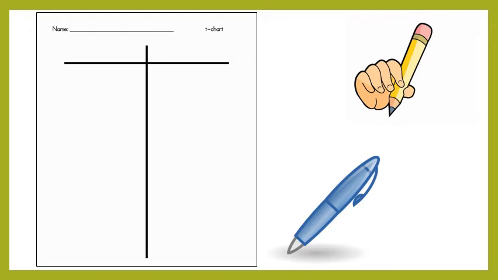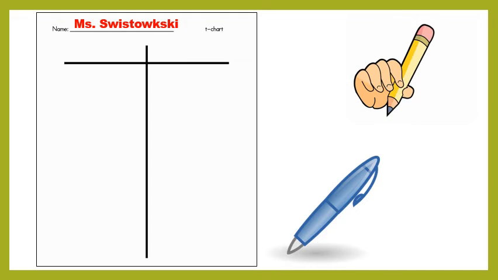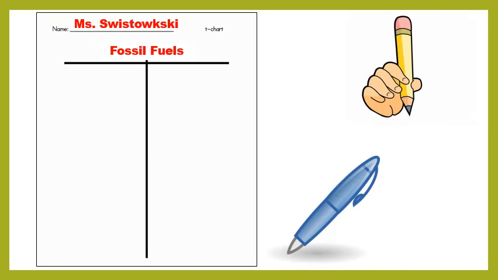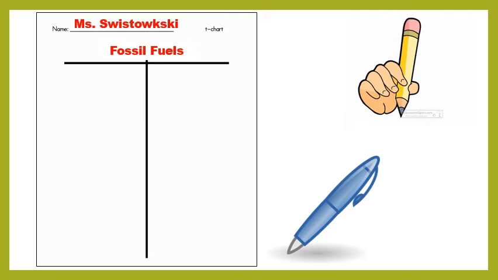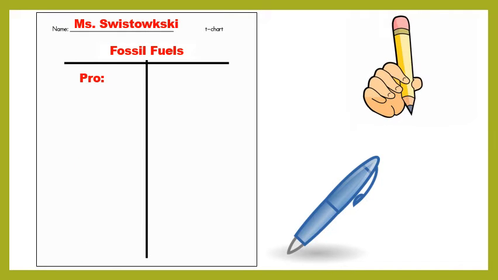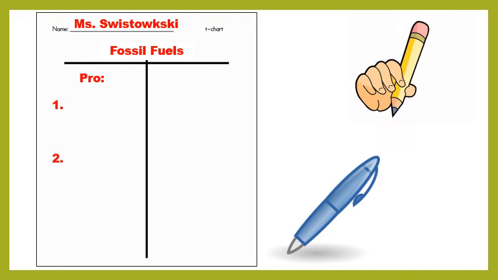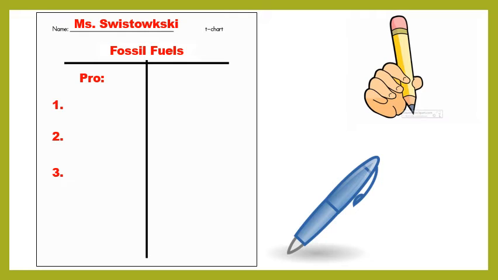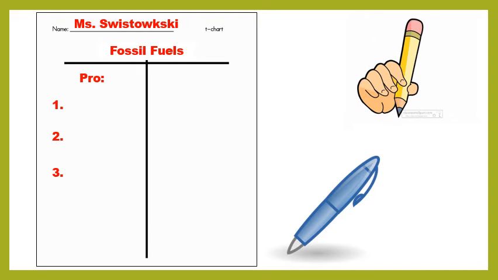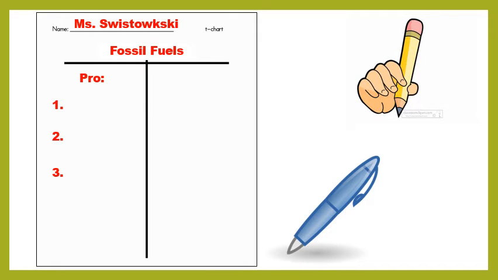So you're going to read the text, and then the first thing you're going to do is make this T-chart. You're going to put your name. You are going to label the T-chart fossil fuel, so I know exactly what I'm looking at. You're going to start off with pro because we want to be positive, and then you're going to choose 1, 2, 3 positives or benefits of fossil fuels from the text. So something that is good about fossil fuels from the text.